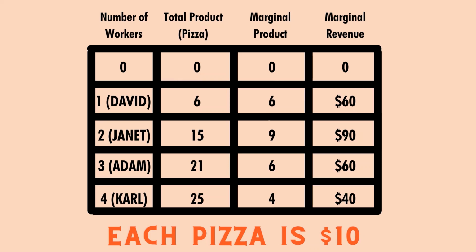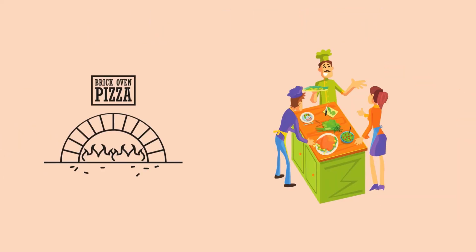So why does the marginal revenue initially increase? Like from the first to the second workers, there's a positive $30 increase. But with Adam, everything starts to decrease. So why does this happen?